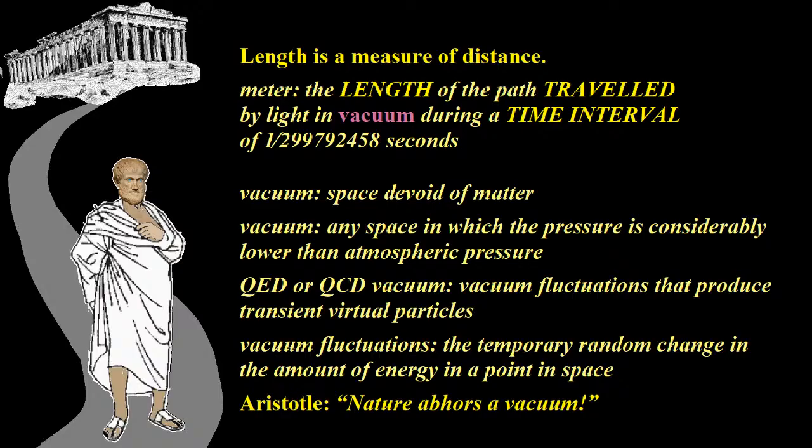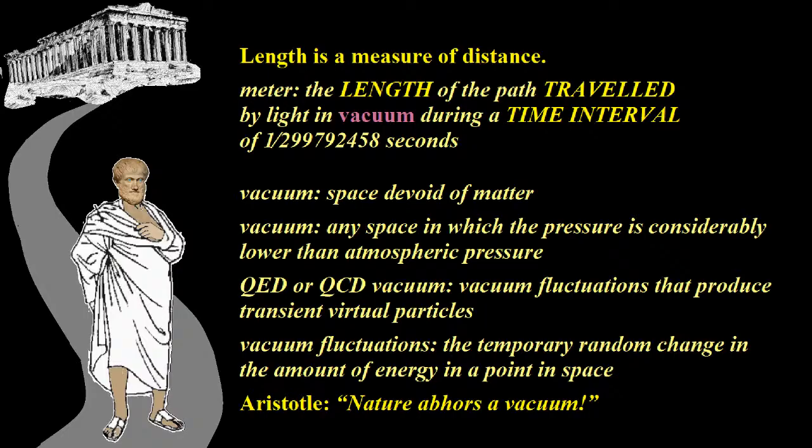All right, that's the definition of vacuum, but it's not, because vacuum is any space in which the pressure is considerably lower than atmospheric pressure. In other words, vacuum always has something in it. That's what people are told to repeat like a parrot, right? And in QED and QCD, you have vacuum fluctuations that produce transient virtual particles. So whenever you don't have a real particle, you have all these virtual particles popping from the void. So there is no such thing as vacuum in mathematical physics.